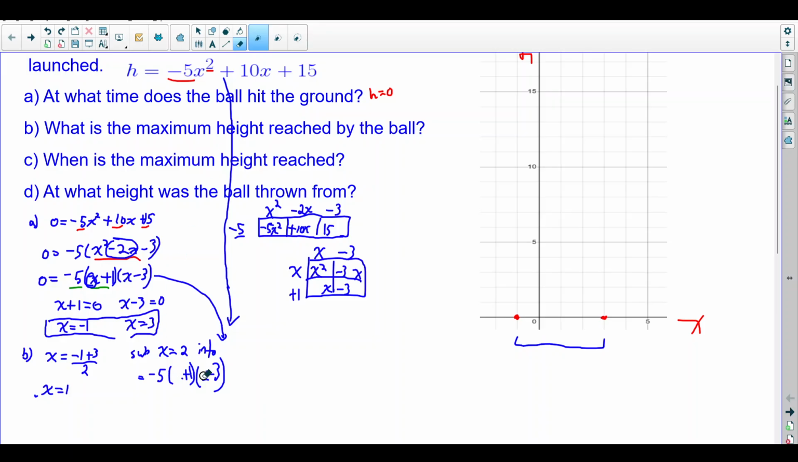Substitute a 1 into our equation, which actually might make the math a little easier, maybe. 1 and 1 minus 3. All right, here we go. 1 plus 1 is 2. Negative 5 times 2. And 1 minus 3 is negative 2. Negative 5 times 2 is negative 10. Negative 10 times negative 2 will give us positive 20.